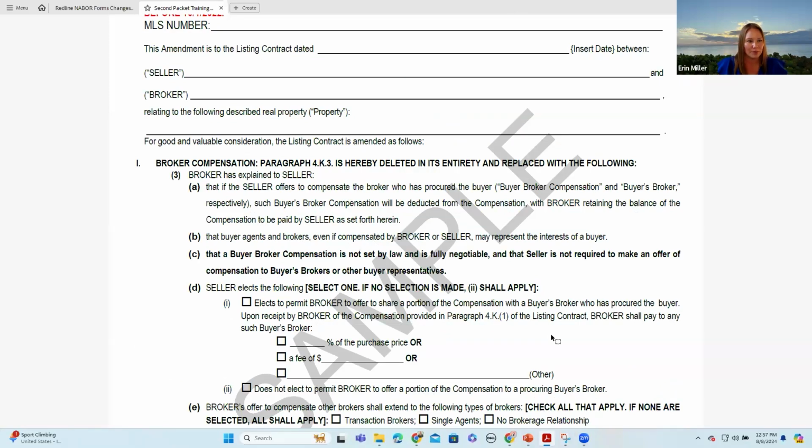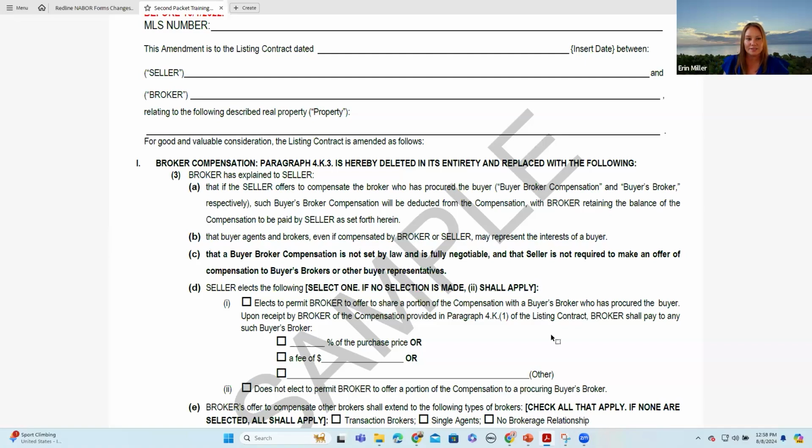I'm in Roman numeral 1, broker compensation. Let's rewind. An amendment to contract amends or revises something that has already been executed, right? So we're saying for good and valuable consideration, this listing contract is amended as follows. Subparagraph 1 regarding broker compensation. We're saying paragraph 4K3 is hereby deleted in its entirety on that original listing agreement and replaced with the following.